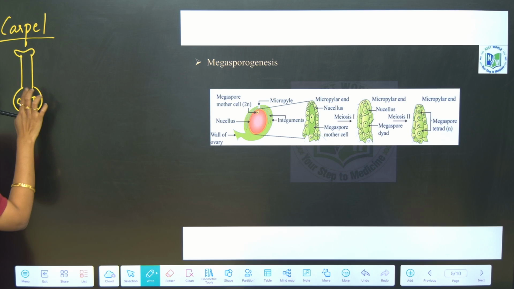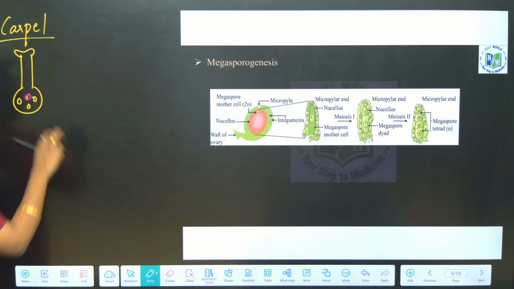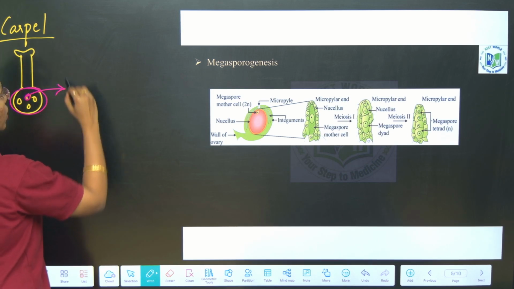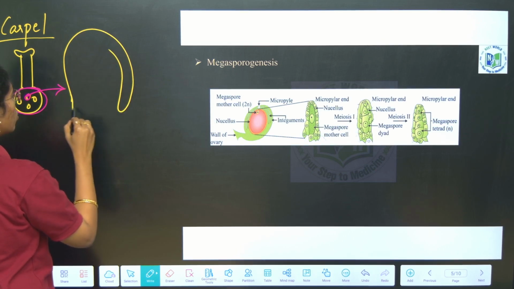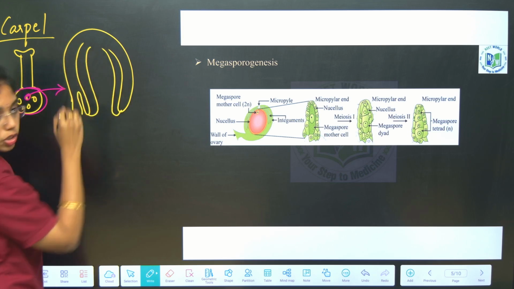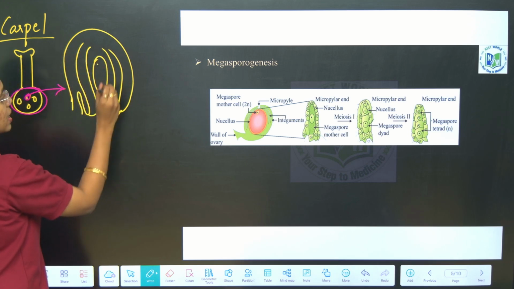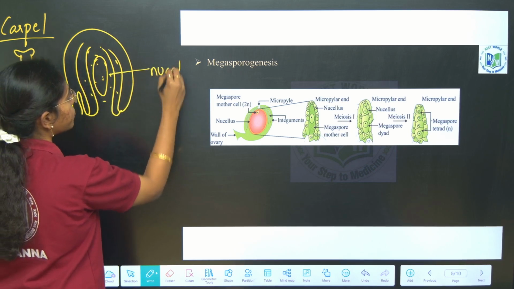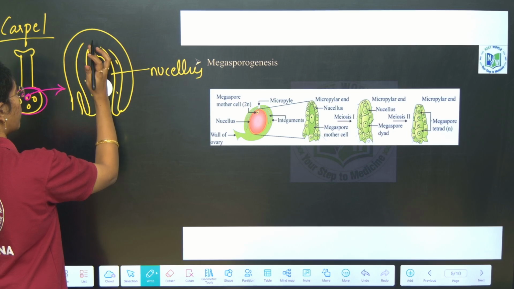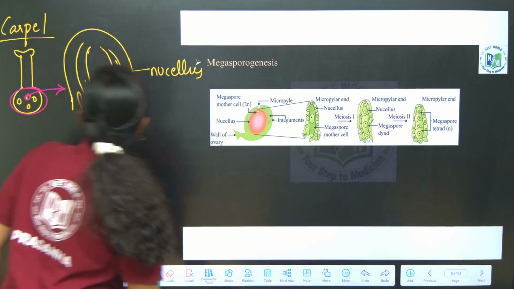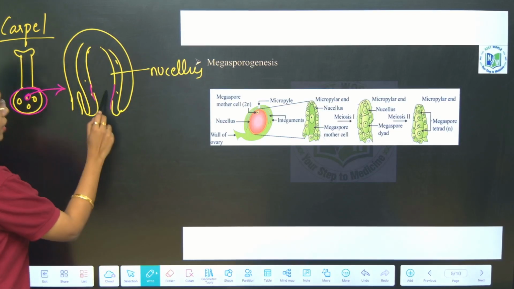Post fertilization, the ovule will turn into a seed, and the ovary will turn into a fruit. So, we have learnt the types of ovules. If I have to consider an anatropous ovule, as most angiosperms have anatropous ovules, an inverted ovule, the cells present in this ovule are called nucellus cells. I will not draw an embryo sac here. So, what are these cells called? Nucellus cells.